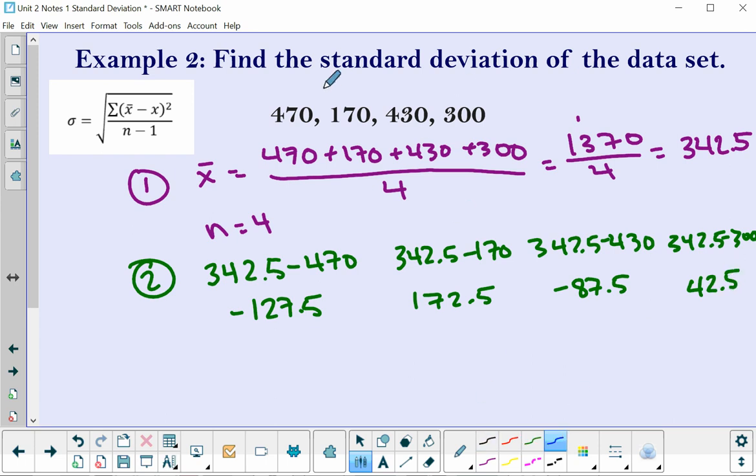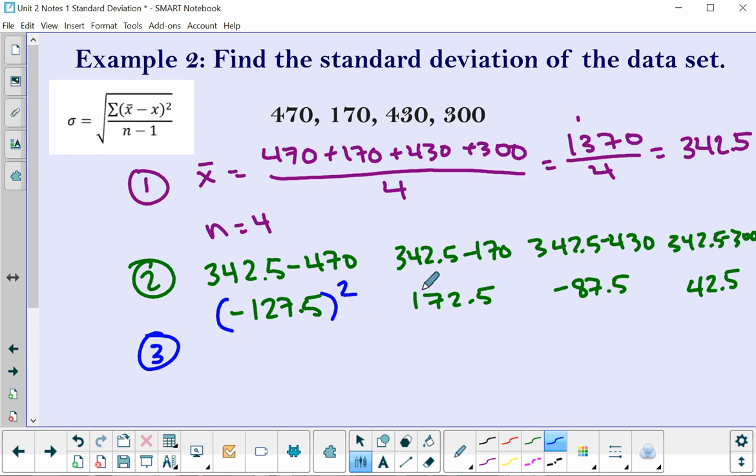If you take a look at your data set, there's a 470, a 430. Those are pretty close to each other. 300 is not super far away, but 170 is pretty far away. So your data set has quite a range here. Because you have such a range, a larger range in your data set, that's why you're getting these big numbers. There's going to be a lot higher standard deviation here because your data points are so much farther apart. So that's what's happening with these large numbers that we're getting.